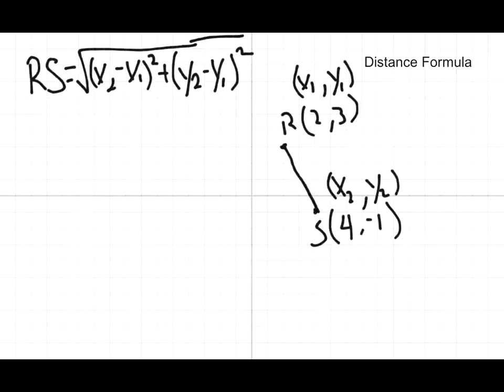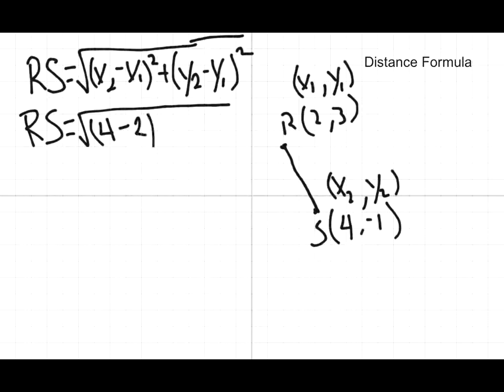From here, what we're going to do is go ahead and substitute those numbers in there. So the distance between points R and S is the square root of x sub 2, which is 4, minus x sub 1, which is 2, squared, plus y sub 2, which is -1, minus 3 squared.